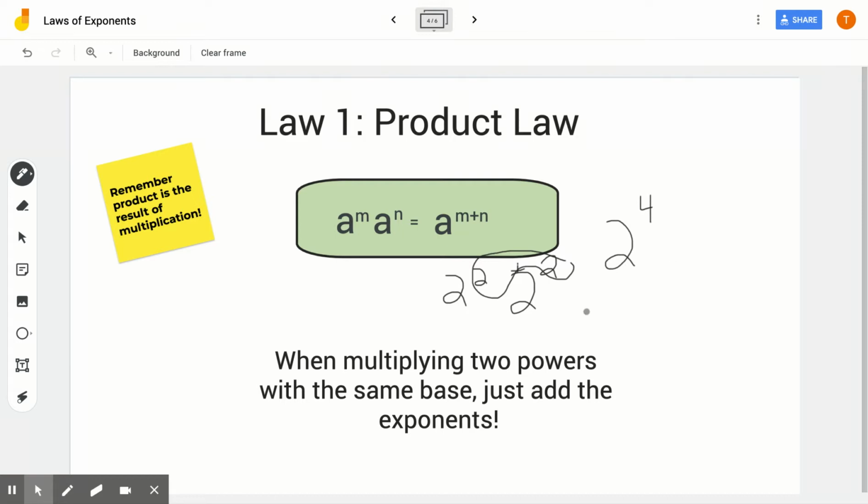Okay, and as I said, that's just a result of multiplication, so we'll take the base factor 2 times 2 times 2 times 2, which will give us 2 times 2 is 4, 4 times 2 is 8, 8 times 2 is 16. So our answer would be 16. You guys know how to do that, but I'll just show you that way you can refer back to it if you need to.